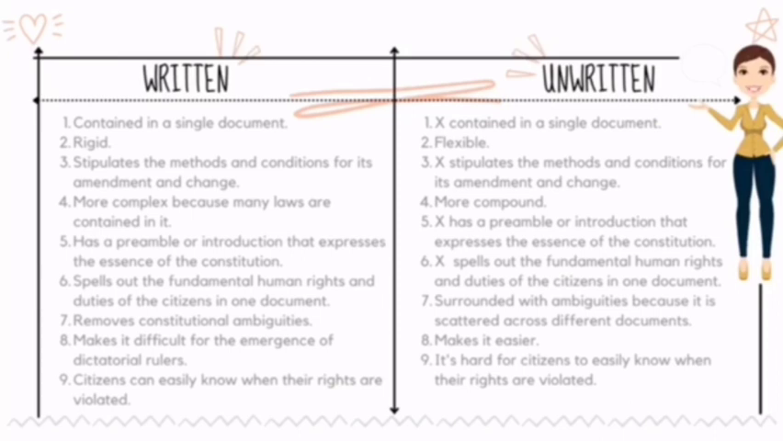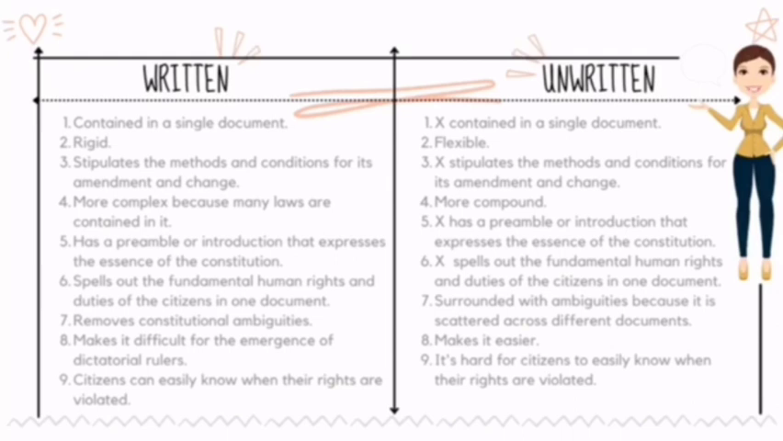Written constitution is more complex because many laws are contained in it, but unwritten constitution is more compound than written constitution. Written constitution has a preamble or introduction that expresses the essence of the constitution, but not for unwritten constitution. Written constitution spells out the fundamental human rights and duties of the citizens in one document, but unwritten constitution does not spell out the fundamental human rights and duties of the citizens in one document.